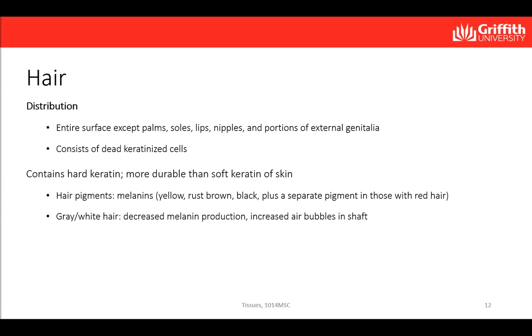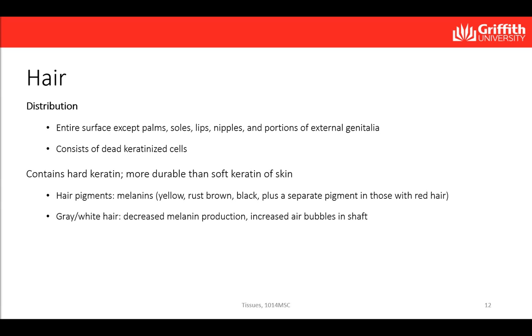Millions of hairs are distributed on the entire surface of the skin, except for our palms, soles, lips, nipples, and some parts of the external genitalia. The hairs are flexible strands produced by hair follicles and largely consist of dead keratinized cells. Hard keratin makes up the hair and nails and is more tough and durable than the soft keratin which is found in typical epidermal cells.